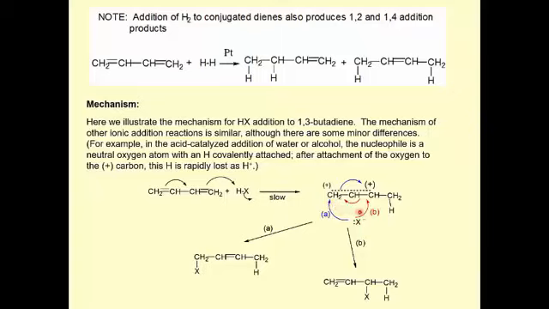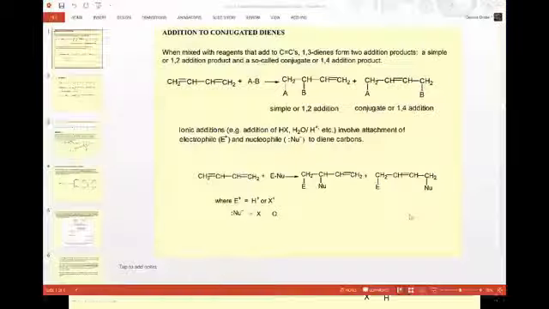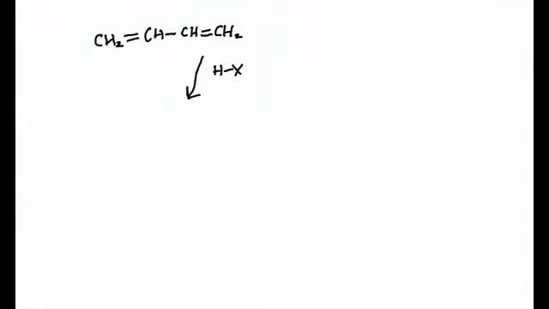Now, let me go back to the drawing board and show you an alternative way to think that through, which is consistent with the way I had set things up in our Part A discussion of Chapter 17. Okay, here I am at the whiteboard. I want to show you an alternative way to figure out the course of the reaction when a conjugated diene reacts with an adding reagent like HX.